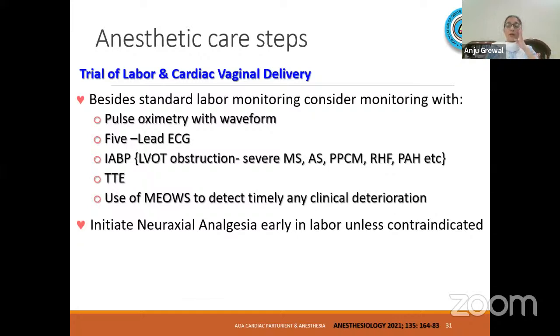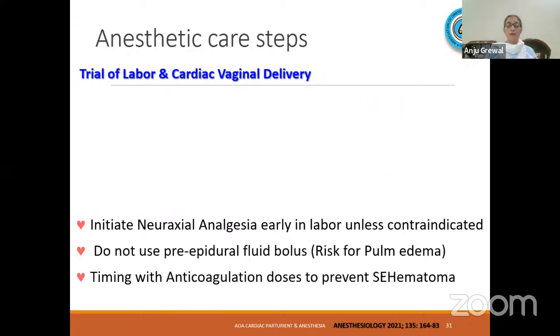And if you have expertise and equipment for transthoracic echocardiography, this can guide you immensely. One of the very good ways is that once you have placed your neuraxial block, get your staff on the labor floor to fill in a MEOWS chart. That's a modified early warning score chart, tailored to obstetric scenarios, so that we can in time detect the slightest clinical deterioration and prevent a major catastrophe from occurring.